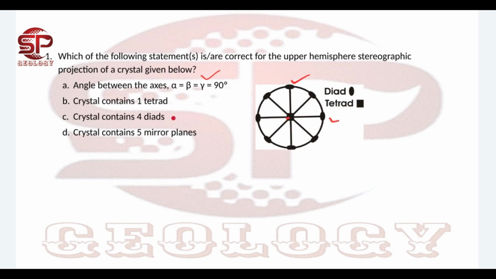The crystal contains four dyads or two-fold axes. So this is one, this is two along the axial, and another two along the diagonal. So there are four dyads, or two-fold axes. The crystal contains five mirror planes. You see, these are our four mirror planes and the circle is another mirror plane. So in total we have five mirror planes. So all the options will be correct.